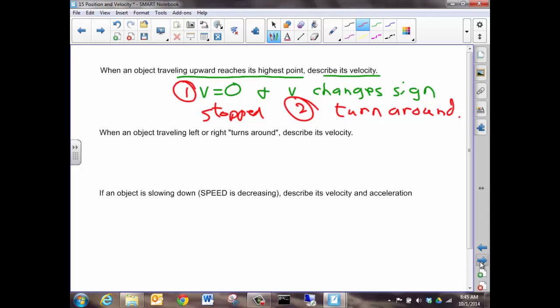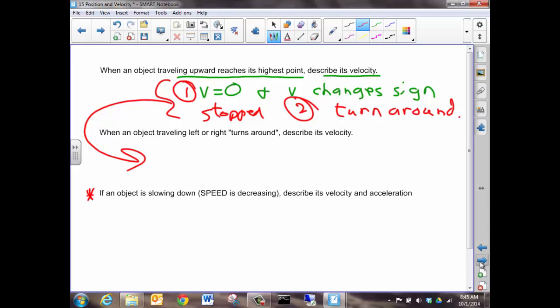And see, this kind of led in, wasn't planning on my part. This led into this second question. When an object traveling left or right, describe its velocity. Its velocity has to go to 0, and velocity is going to go from being negative to 0 to being positive. That means it's turned around. Okay? This is the one that's always harder, this third one.